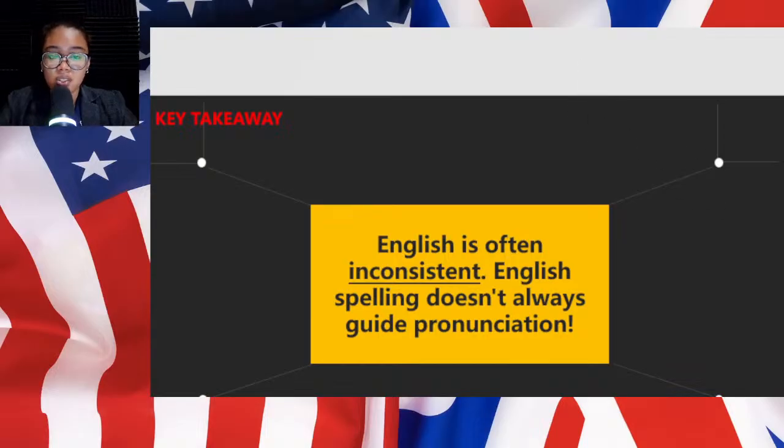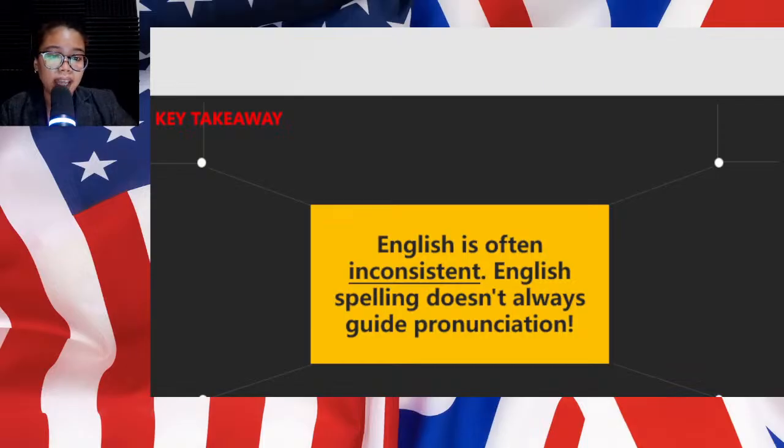Again, English is often inconsistent. We've seen this throughout our session, whether it's one letter having many sounds, many letters making one sound, or those tricky silent and hidden sounds. English doesn't always follow a perfect predictable path, and English spelling doesn't always guide pronunciation. This is a core challenge. This is the fundamental reality we need to accept in learning English. Relying solely on how a word is written can often lead us astray. So it's a challenge, yes, but one we are now more aware of.